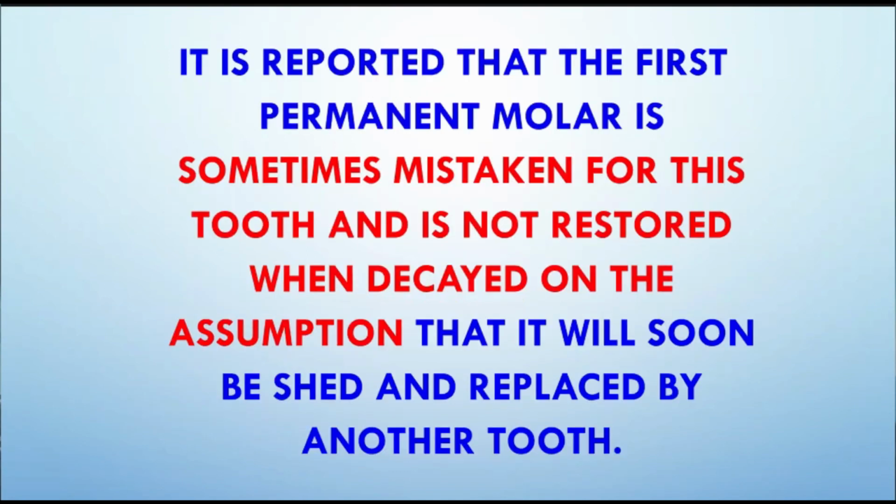It is reported that the first permanent molar is sometimes mistaken for this tooth and is not restored when decayed, on the assumption that it will soon be shed and replaced by another tooth. Many times the deciduous second molar is extracted, and the first permanent molar comes a little bit forward due to the early extraction of the deciduous second molar. There is early caries also, because this is the first tooth coming into the permanent dentition, the first permanent tooth to come into the mouth.